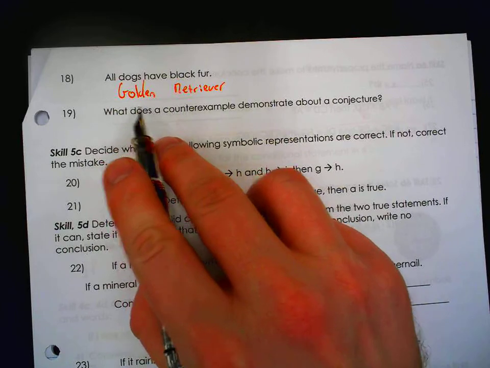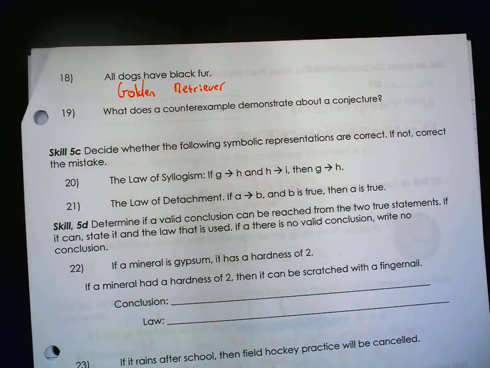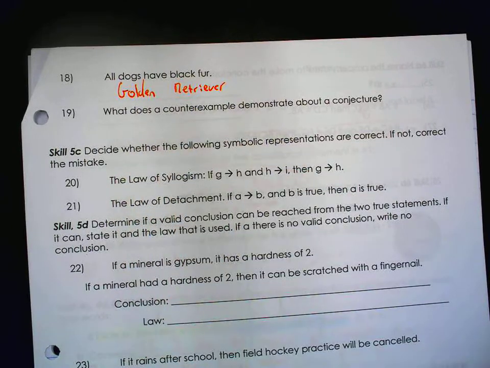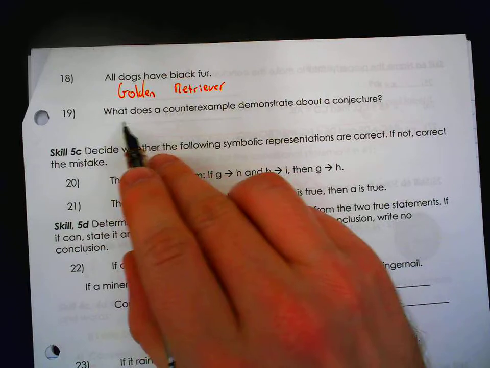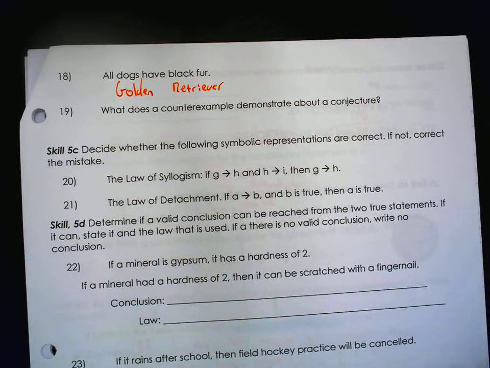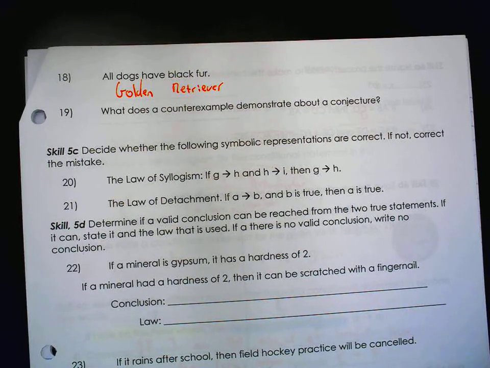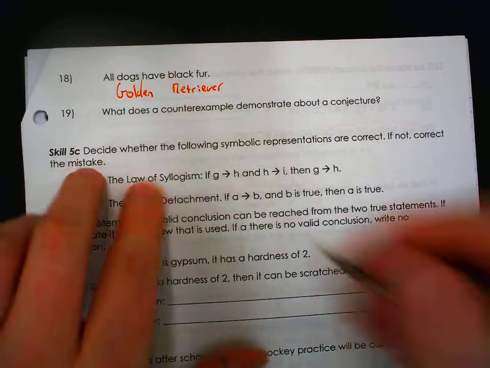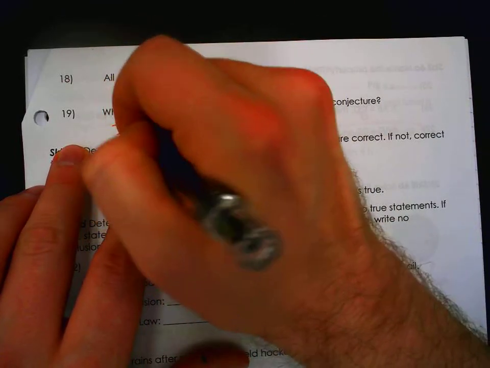We gave an example of a dog that does not have black fur. And no, I'm not going to argue with you about that one golden retriever that's got a little bit of black fur on its paw or around its nose. They're golden. What does a counterexample demonstrate about a conjecture? Well, the whole purpose of providing a counterexample is to demonstrate that a conjecture is false. Here we gave a counterexample to show that not all dogs have black fur, so we're going to say it is false.